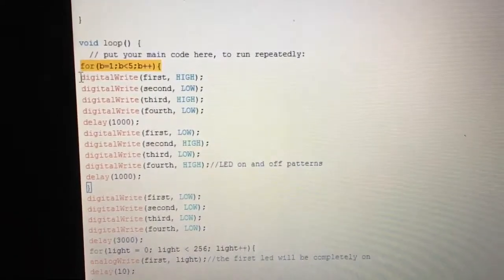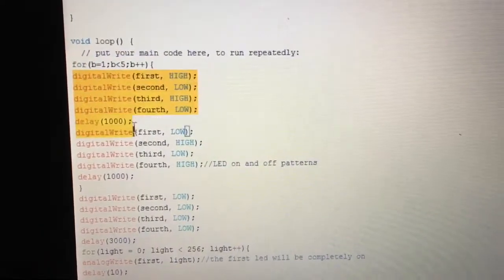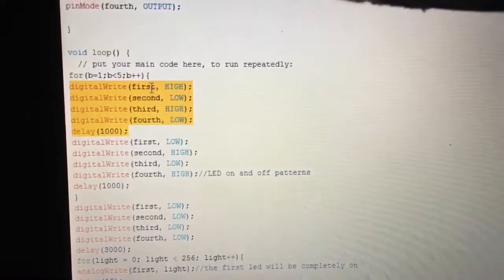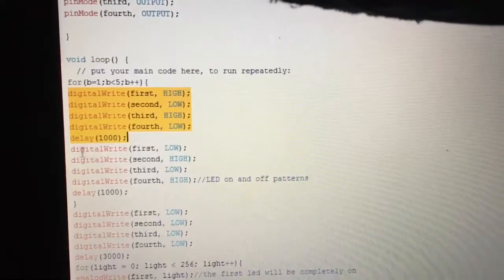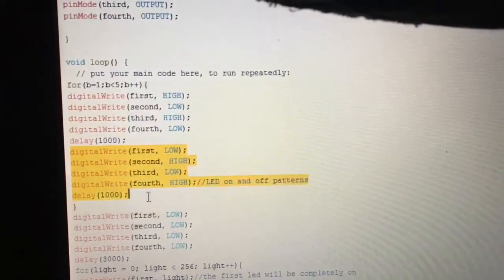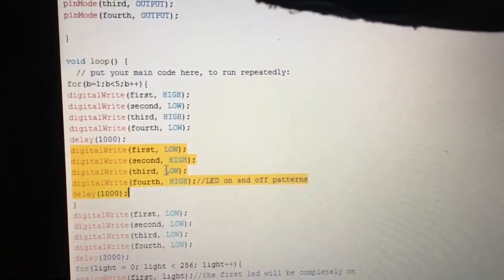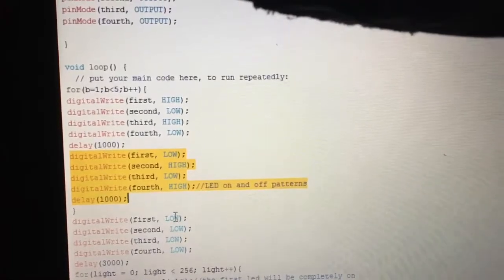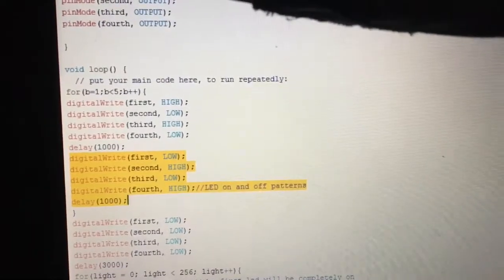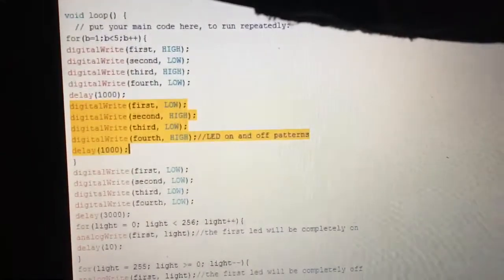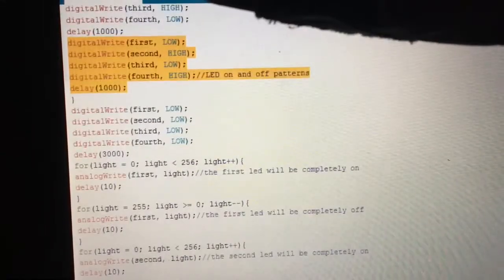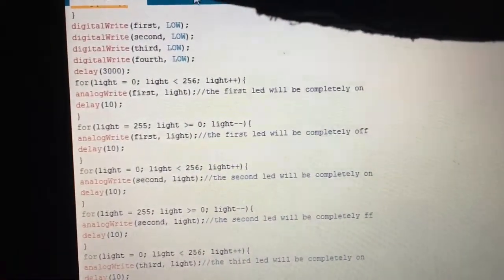First, we stated that the first and third LED would be in a high state, meaning that those LEDs would be on. In the second part, we stated that only the second and fourth LED would be high, so that only those LEDs are on. Finally, after the keys, we stated that all the signals would have a low state, meaning that all the LEDs would be off. We also added a delay of 3 seconds.